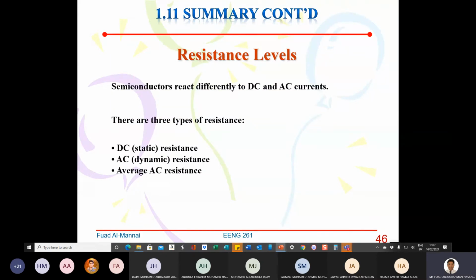Now we come to resistance levels. Some semiconductors react differently to DC and AC current. There are three types of resistance. One is called DC resistance, or sometimes static resistance. The other is called AC, or dynamic resistance, and the other one is average AC resistance.